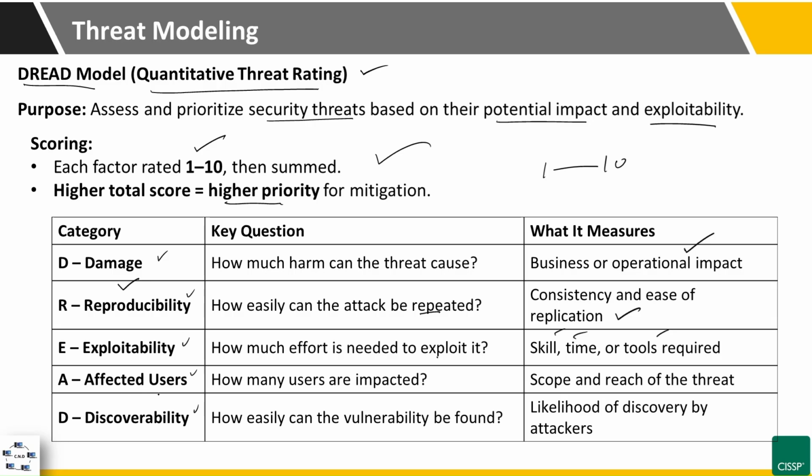A is for affected users. How many users are impacted or affected by that particular threat? It gives the scope and reach of the threat. The more users, the more damaging that threat is, and the more score that category of the threat will get. Last one is discoverability, which means how easily the vulnerability can be found inside the system. It is the likelihood of discovery by an attacker. If it is easy to find, it will get a higher score, and if it is very difficult to discover, it will get a lower score.